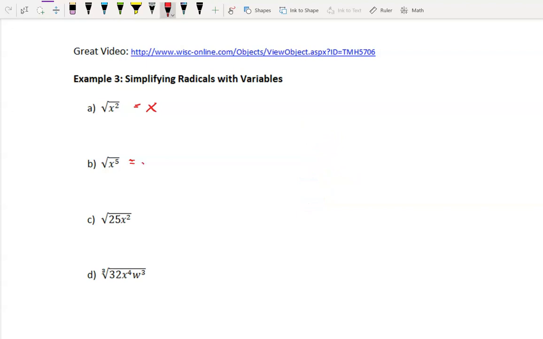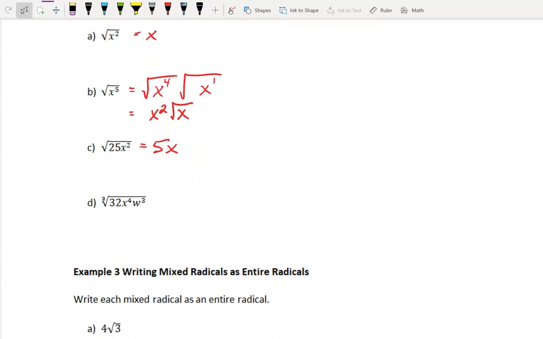Okay? So x to the fifth is not, that means I have to factor out what is a perfect square. So I want to take out the biggest even power, and what would be left? Just x. So x to the power 4 times x to the power 1, that is x to the power 5. This first one is a perfect square. And since it's a perfect square, I can simplify it. So it looks like that. Okay, next one. 25, well, I know that is a perfect square, and x squared is a perfect square. So it's just 5x.